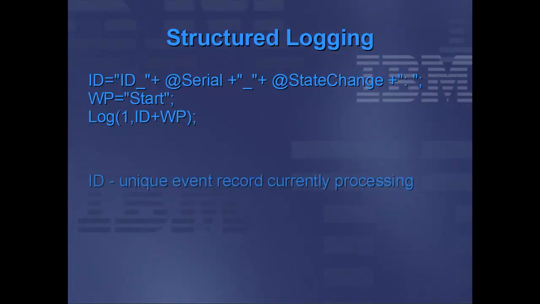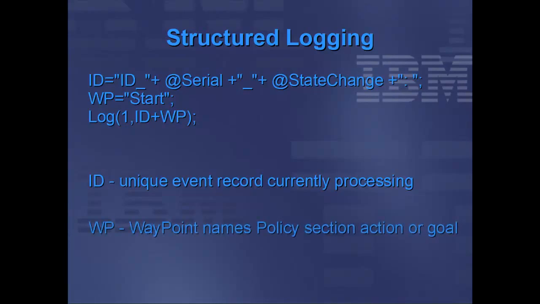ID is a unique record of the event currently undergoing policy processing, and, for our purposes here, serial and state change are most appropriate in the majority of cases. WP is a waypoint, where one names the section of the policy code pertinent to an action or a goal of a series of actions, which also doubles up as a micro-comment to keep the actual lines of comment to a minimum. Combined with the PolicyLogger log level capability, these give us the ability to finally track the progress and path of an event through the policy.